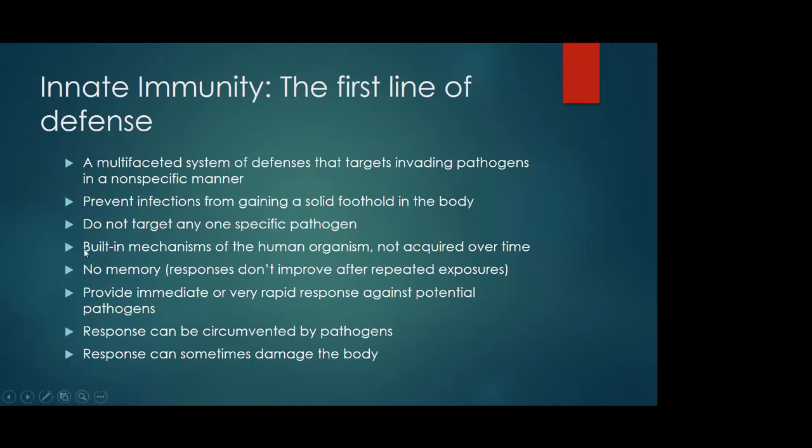Innate immunity is built in. It's not acquired over time, right? We always have these cells, okay? But there's no memory, so they don't have an improved response against pathogens that they see repeatedly, unlike the antigen-specific side, which we'll talk about next time. But they do provide an immediate and rapid response, which is so important in stopping an infection from starting. But some pathogens have evolved ways to get around them. And sometimes the innate immune response can damage the host tissue.